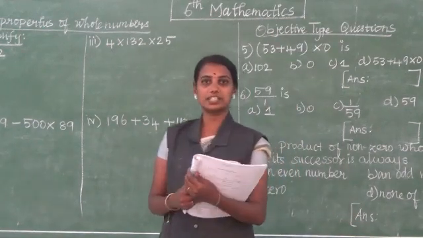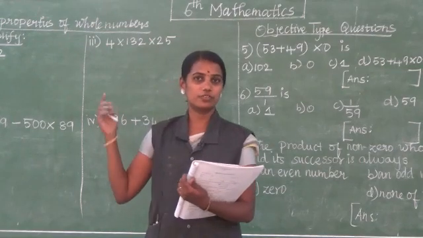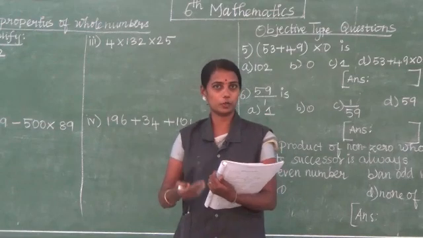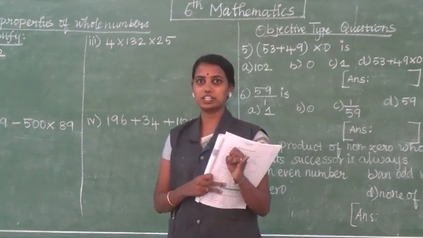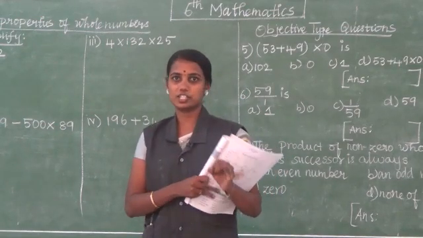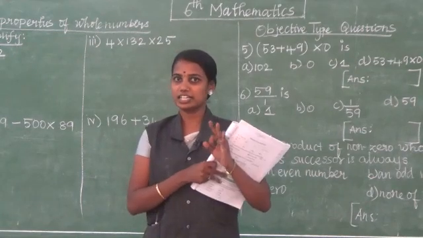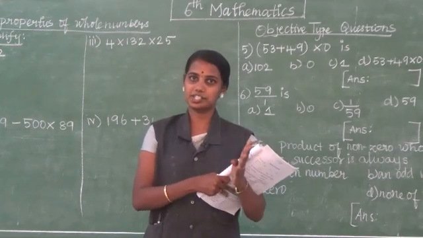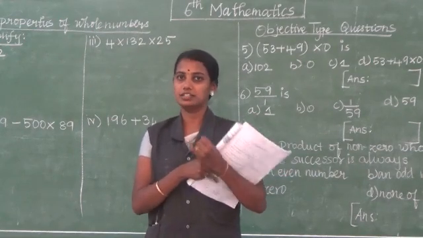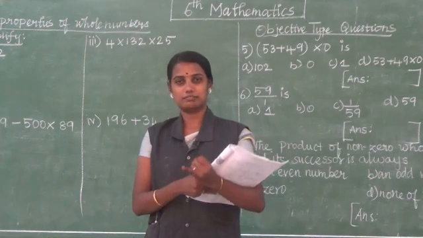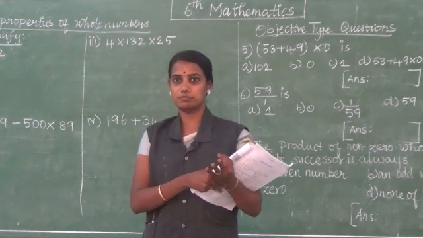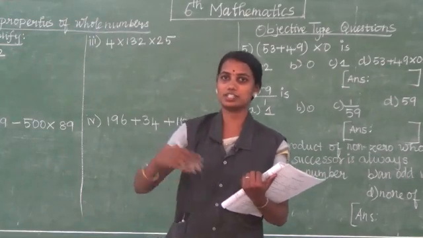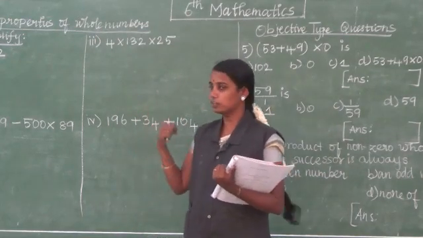Last class we completed till question number 3. Now we are going to see question number 4. Before going to the question, once again I recall the properties of whole numbers. First property is commutative property, next associative property, next distributive property of multiplication over addition, next additive identity, multiplicative identity, addition by 0, multiplication by 0, division by 0. Okay, these properties we learned in the last class. Using that we are going to solve question number 4.